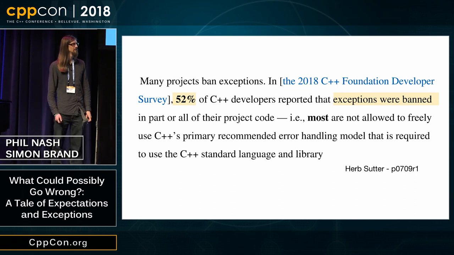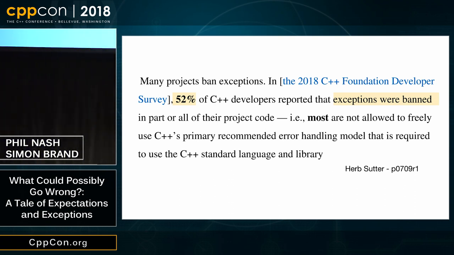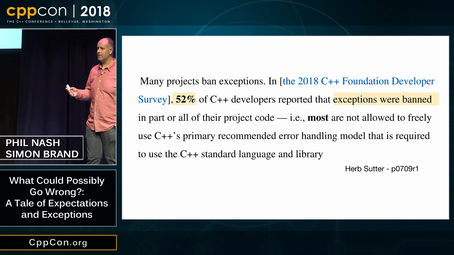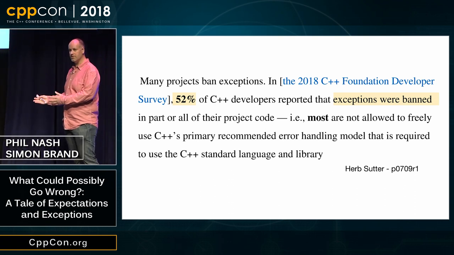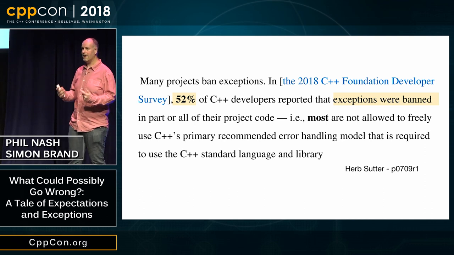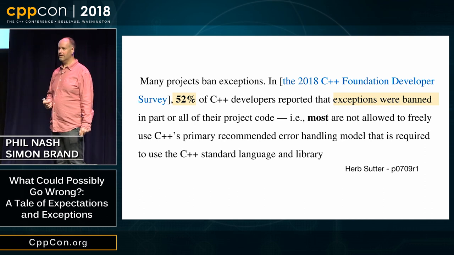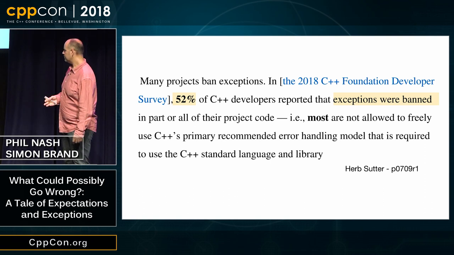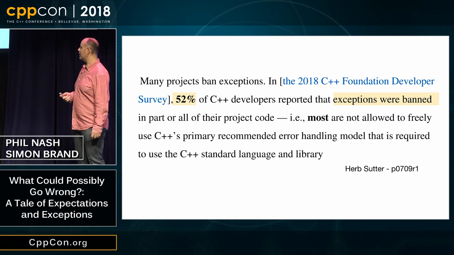Yeah, and the implications of that are actually pretty big. It means that more than half of developers are not really able to use full standard C++ because they're not able to use exceptions, which is the primary mechanism for error handling in C++. So this is quite a serious situation. So what's the next step? What can we do instead? There's got to be a better way, isn't there?